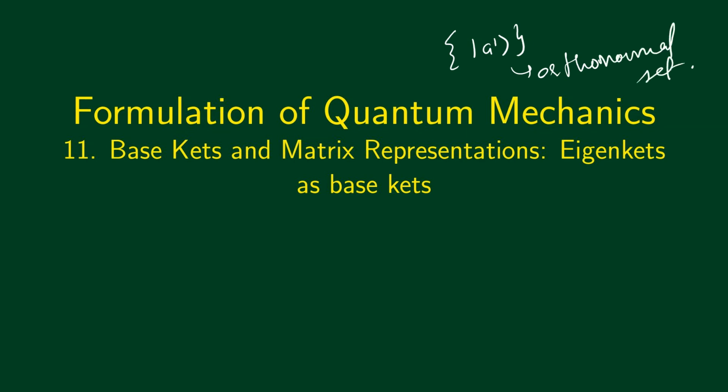We also saw that this set is complete. We just mentioned that this set can be used as base kets. These eigenkets can be considered as base kets because they are complete and orthonormal. We can use them as base kets. Now, in quantum mechanics, the base kets that we use will invariably be the eigenvectors of some Hermitian operator.